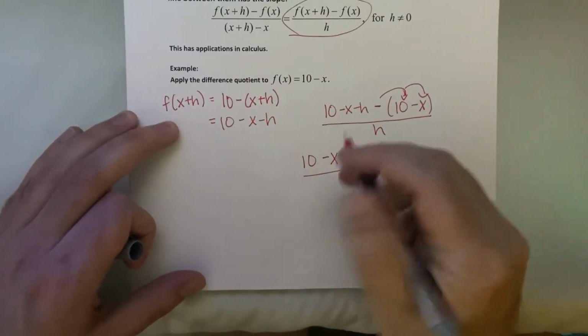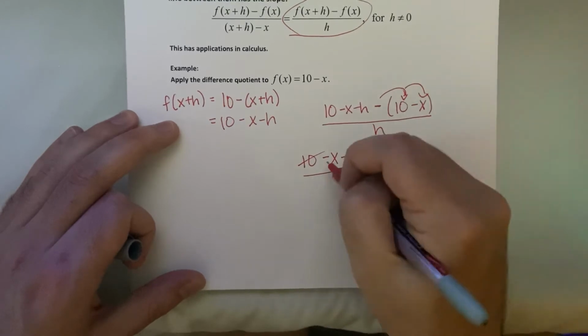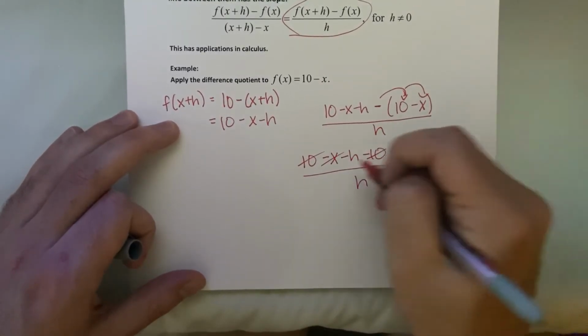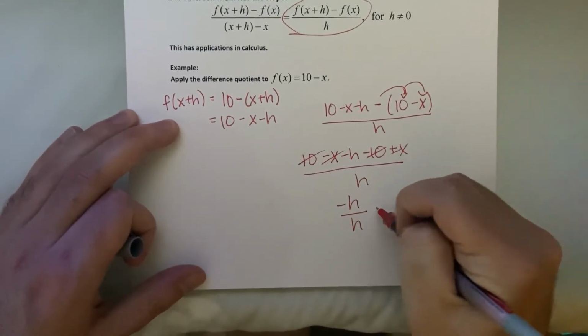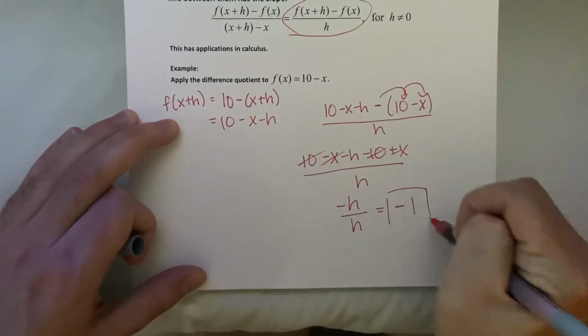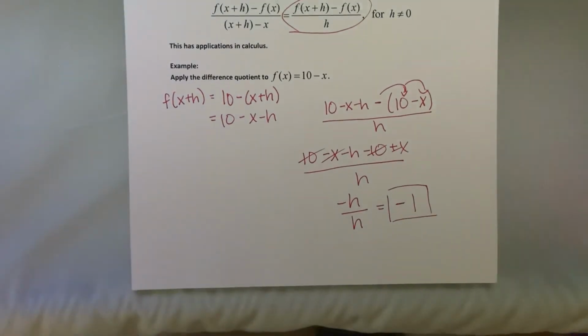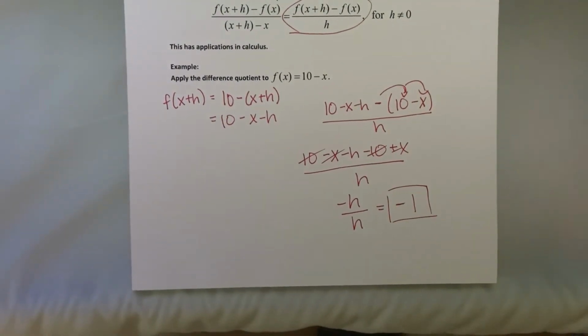10 minus 10 will cancel. Negative x plus x also cancels, so the only thing I'm left with is negative h over h, which is negative 1. So that's applying the difference quotient to the function. It's not the hardest, but it is a weird concept in this form. If you have to go into business calculus, which most of you do next semester, then you will encounter the difference quotient again in a different form. It's the basis of most calculus, so it's good to see it now.